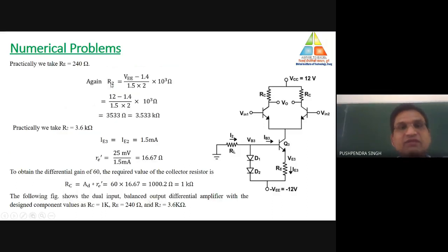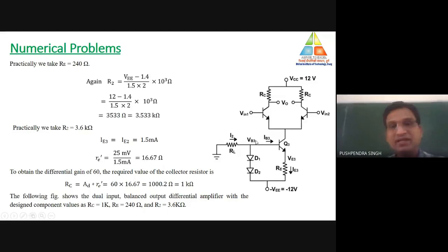Now moving further to calculate the value of R2. R2 is equal to VEE minus 1.4. From where do we get the value of 1.4? Drop across D1 is 0.7 and drop across D2 is also 0.7, so the total drop is 1.4 volt. So VEE minus 1.4 divided by total current I, that is 1.5 into 2. From there the value of R2 is 3.5 kilo ohm, and in practical conditions we take it as 3.6 kilo ohm.